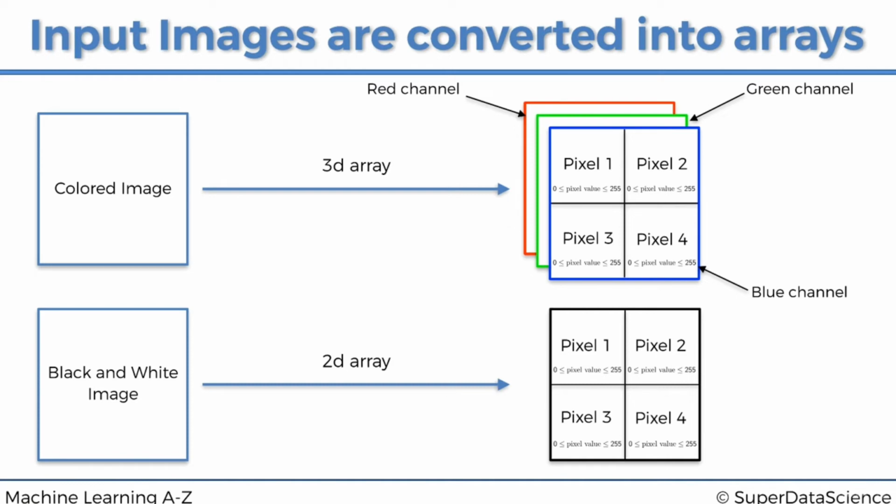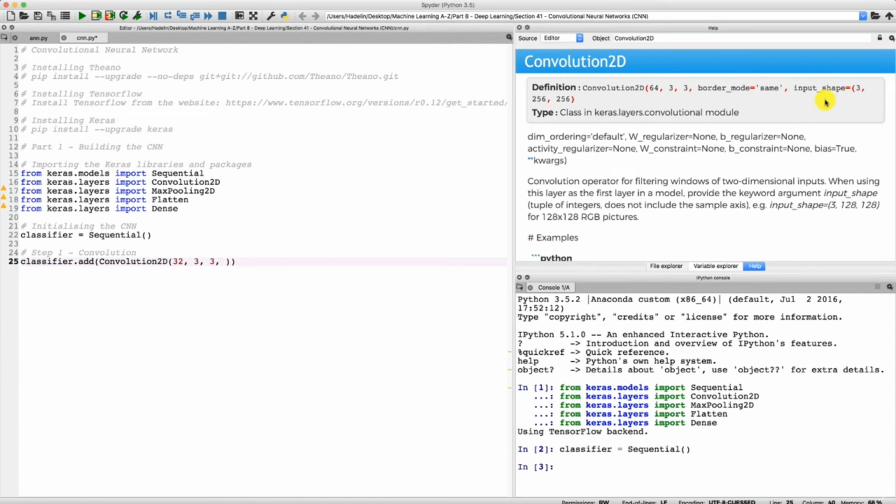So here, since we are working with colored images, our images will be converted into 3D arrays during the image preprocessing part. And what is this 3D array basically? Well, it is composed of 3 channels, each channel corresponding to one color, blue, green, or red. And each channel corresponds to one 2D array that contains the pixels of our images. And therefore, if we go back to Spyder, we see that input shape has 3 arguments, 3, 256, 256.